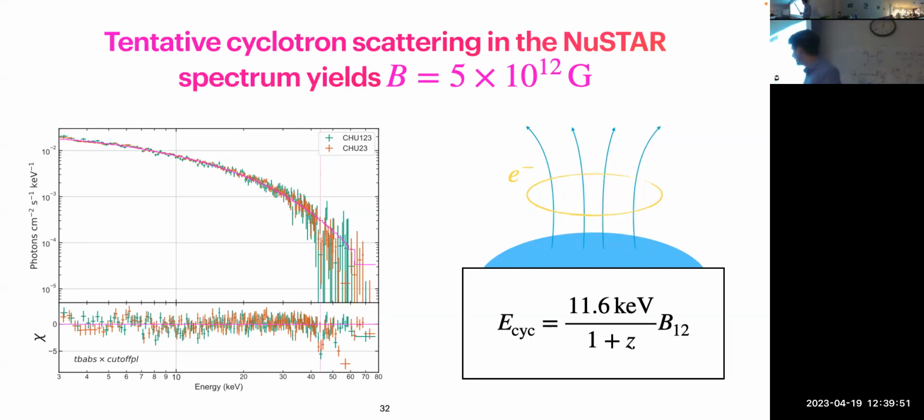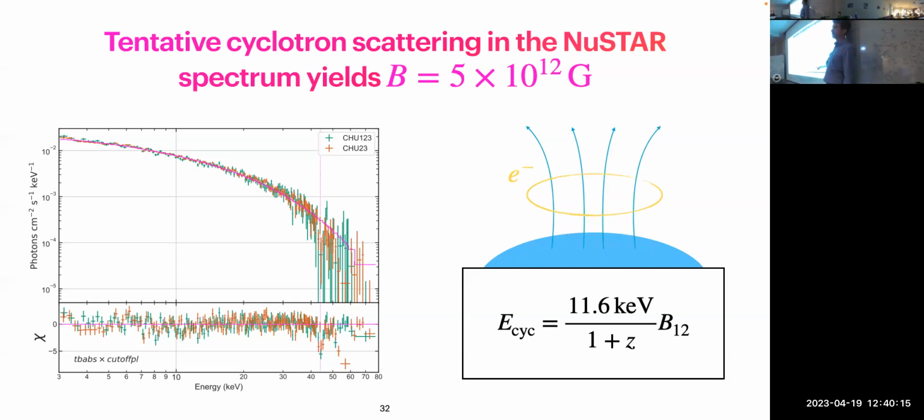And so we saw something here in the spectrum. So here I'm modeling the NuSTAR spectrum. It's a much simpler spectrum than before. We don't see things like reflection. What we're just seeing probably is that accretion column mainly, and we're seeing comptonization in that accretion column. But we see this little dip in the residuals at around 45 keV.